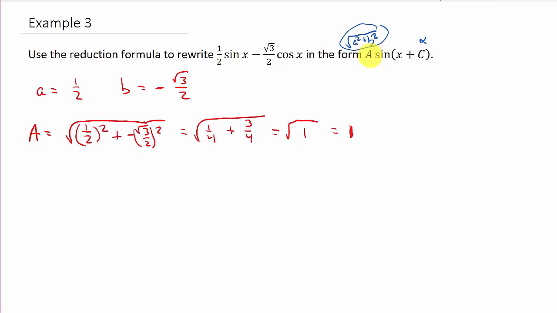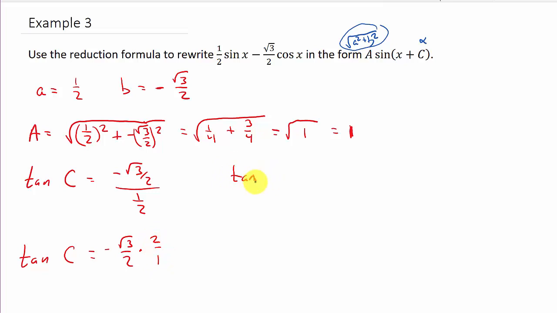Now we need to get tangent. All right, so let's get tangent C, and that's b over a. So that's negative square root of 3 over 2 over 1/2. And so tangent C is, well, negative square root of 3 over 2 times the reciprocal, remember, this divided by this is this times the reciprocal. And so we get tangent C is equal to negative square root of 3.